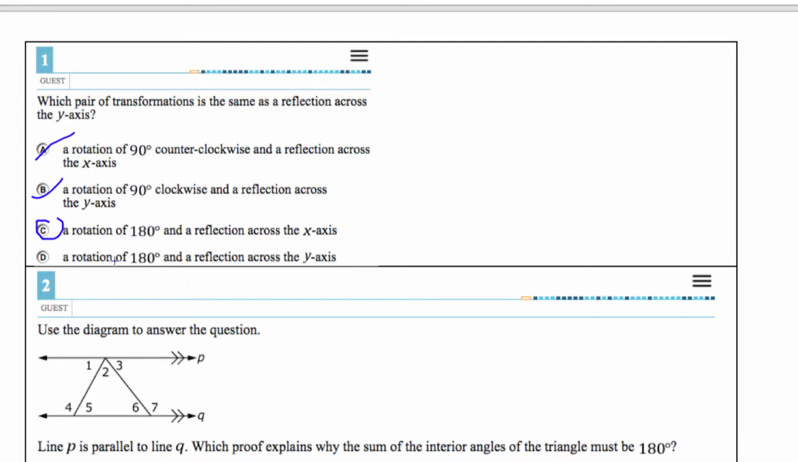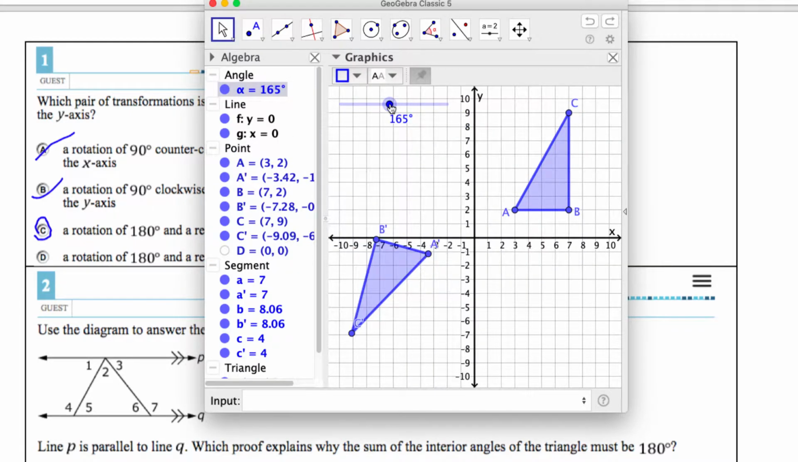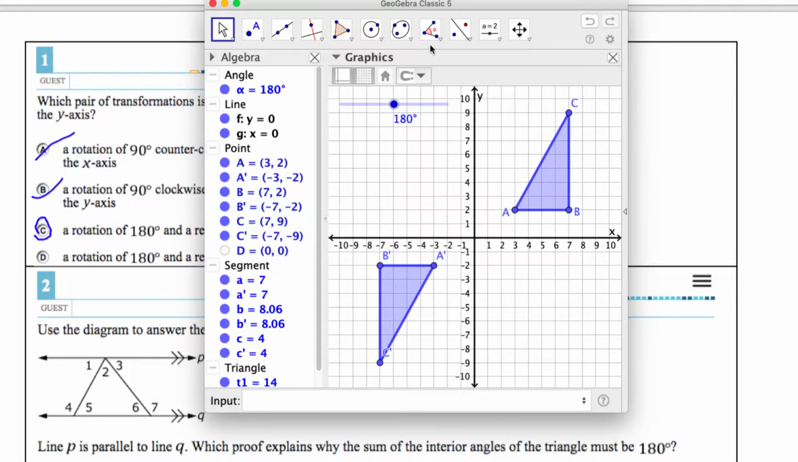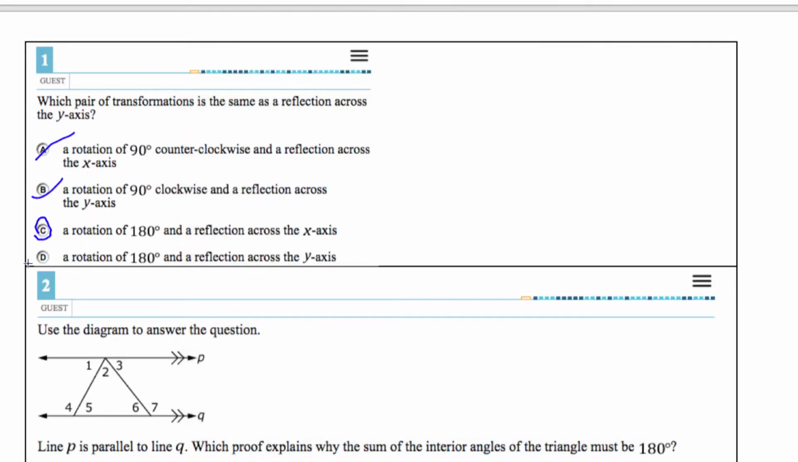A rotation of 180 and then a reflection across the y-axis. So, oops. If I do 180 degrees and then reflect it over the y-axis, that's going to end up in the fourth quadrant over here. It's going to end up right there. So that one's not correct.